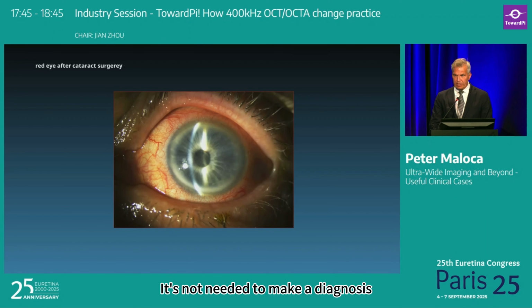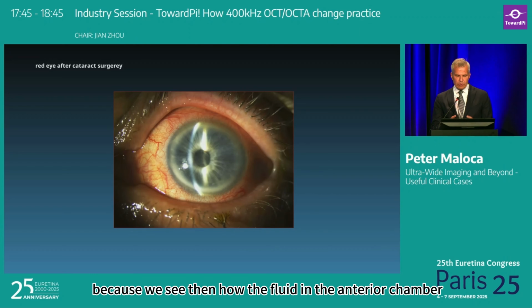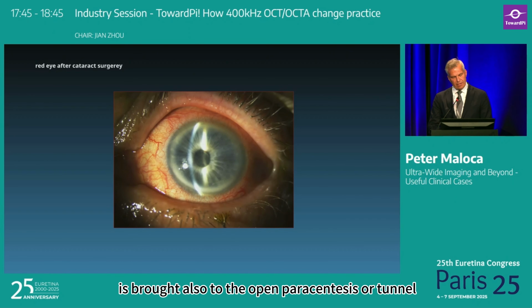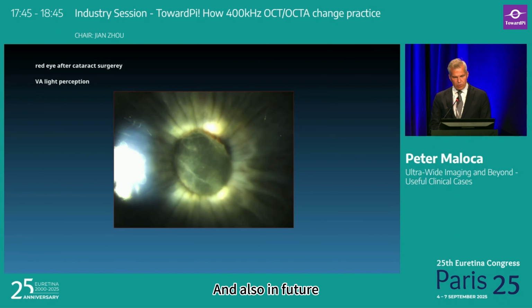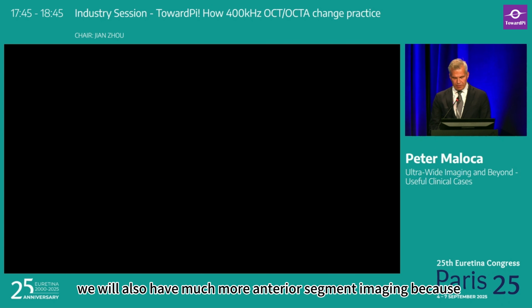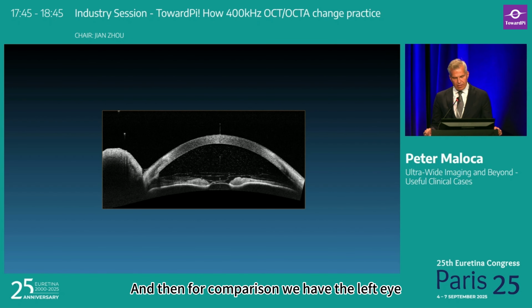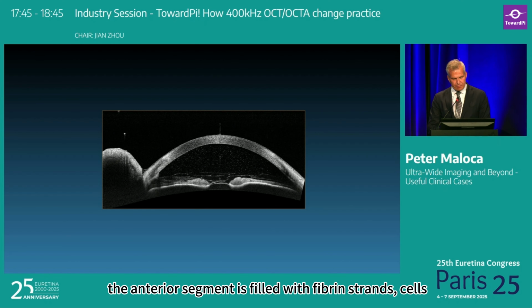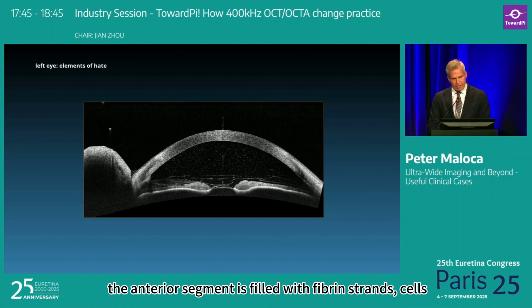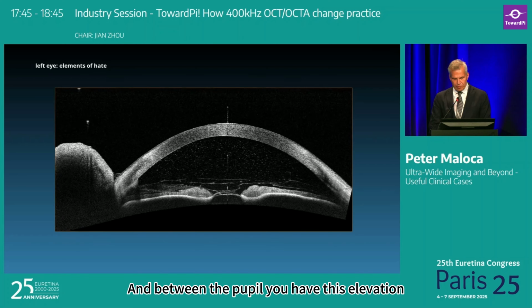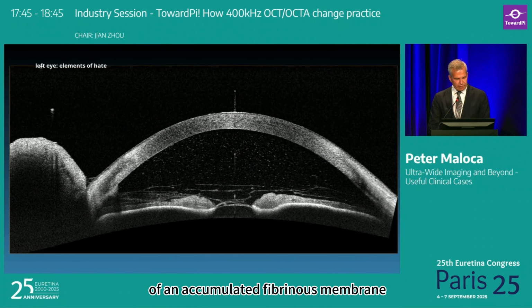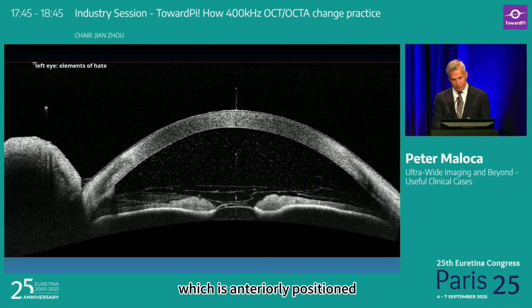It's not needed to make a diagnosis, but it's very useful for clinical purposes because we see then how the fluid in the anterior chamber is brought also to the open paracentesis or tunnel. And also in future, we will also have much more anterior segment imaging because this is his normal right eye. And then for comparison, we have the left eye. And here you see the anterior segment is filled with fibrin strands, cells. And between the pupil, you have this elevation of an accumulated fibrinous membrane, which is anteriorly positioned.